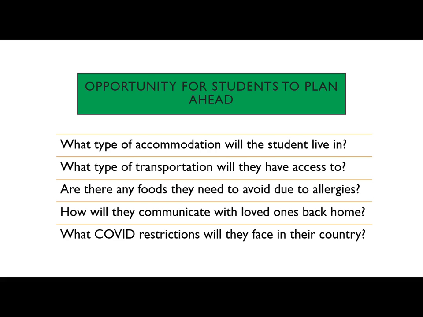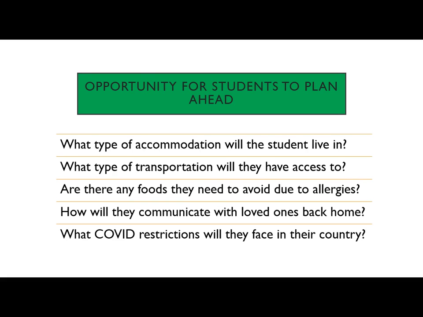We next talk to the students about thinking ahead. We ask them to consider the following questions and to make the necessary plans according to their particular situation. We have them consider what type of accommodations they will be living in. An apartment, a dorm, a homestay? Do they need to pack or buy anything for their accommodations? Second, what type of transportation will they have access to? How will they be transported from the airport to their accommodations? Are they being picked up? Or do they need to find their own way once they land?